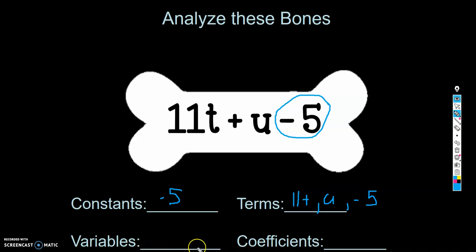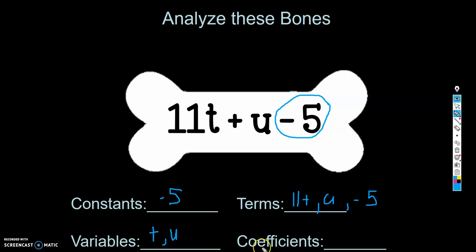Okay, variables. What are my variables in this? Variables, again, represent something that we don't know, and they're just symbols. I have two variables. I have a t and I have a u.